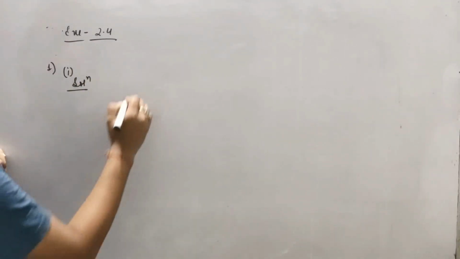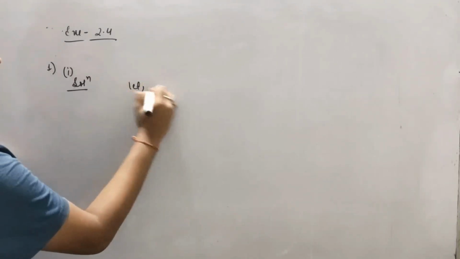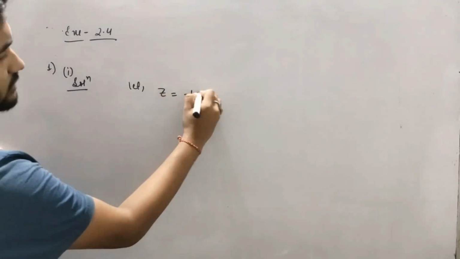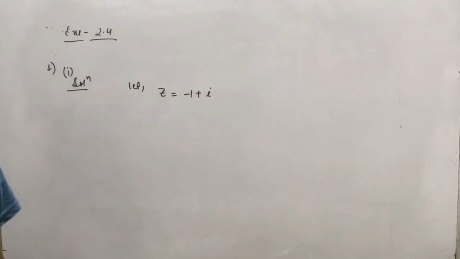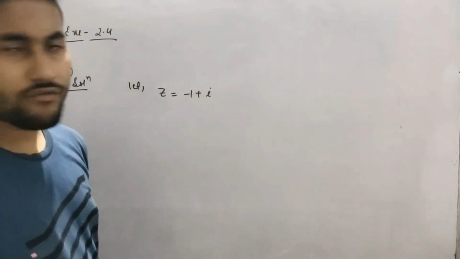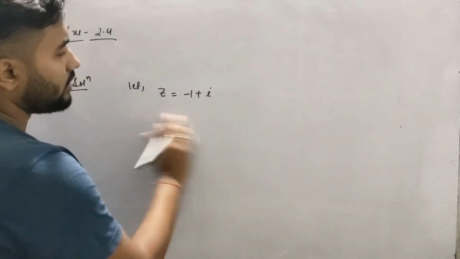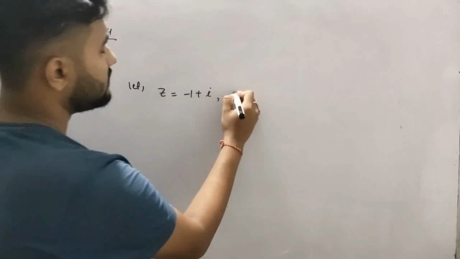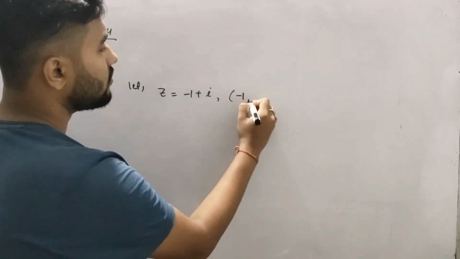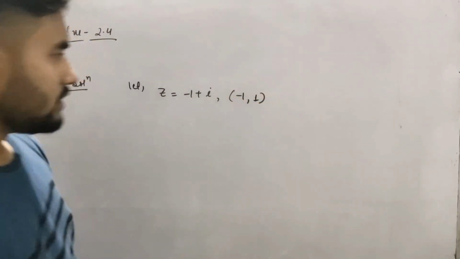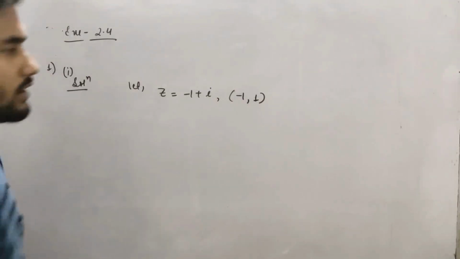So let me consider this as Z. So let Z be equal to minus 1 plus i. Understood? Now if I write this in coordinate form, what will I get? This is nothing but minus 1 comma 1 in the coordinate.